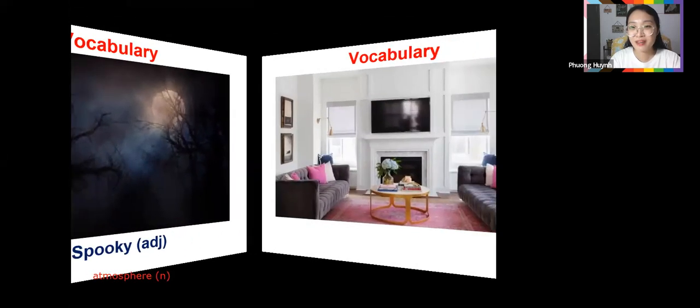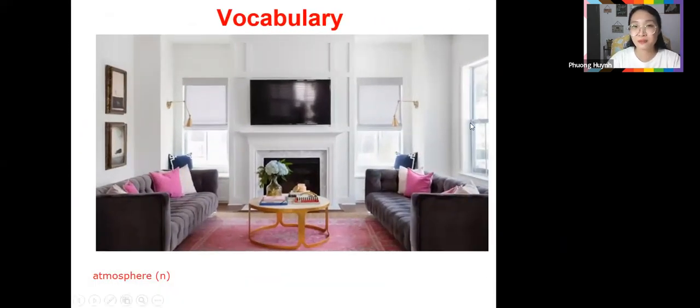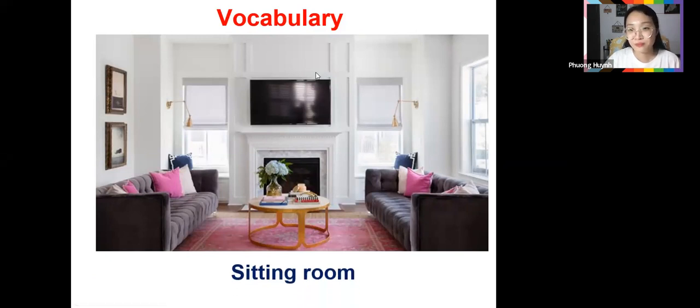The next one. What kind of room is that? We call this the living room, right? I have another word for this. You can say a sitting room. The living room, or you can say a sitting room. The same meaning. Living room is the correct word, but you can call this the sitting room.